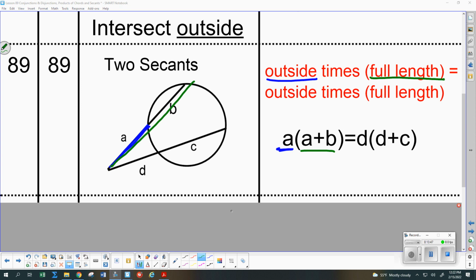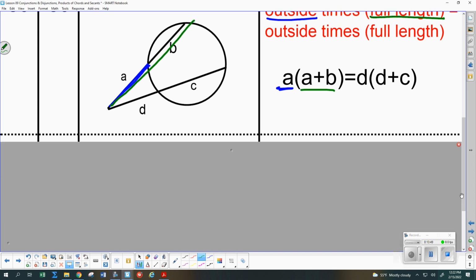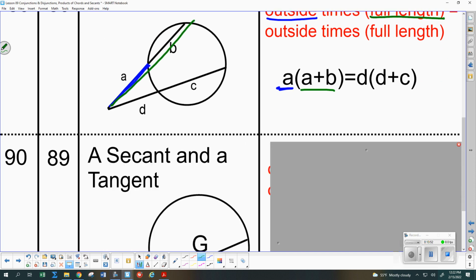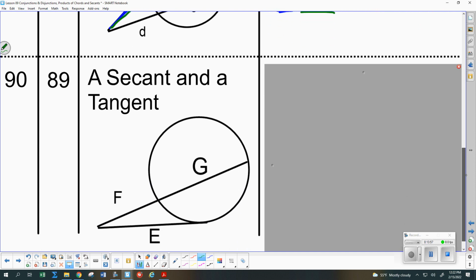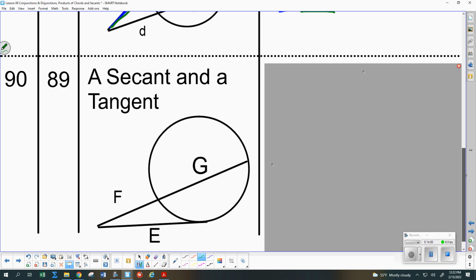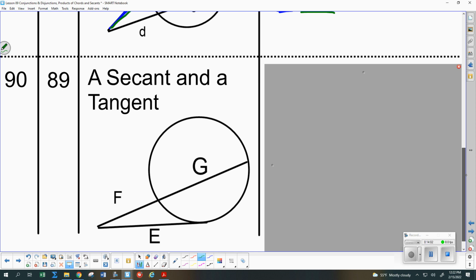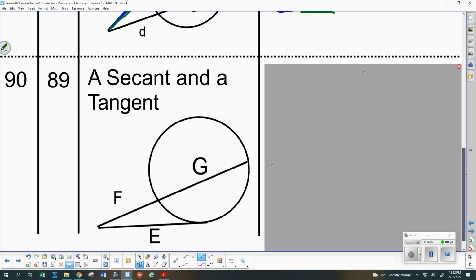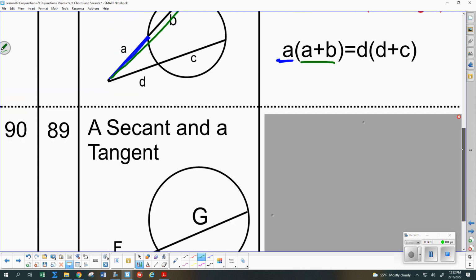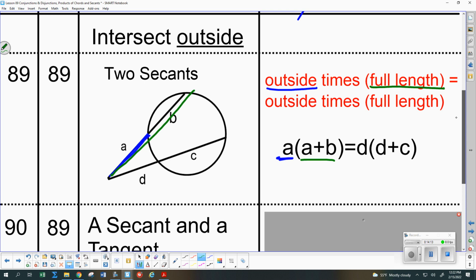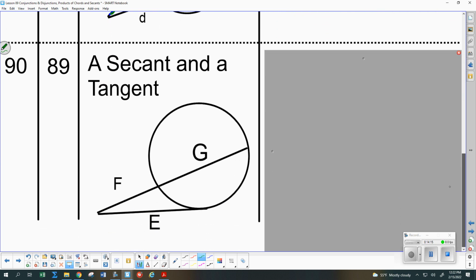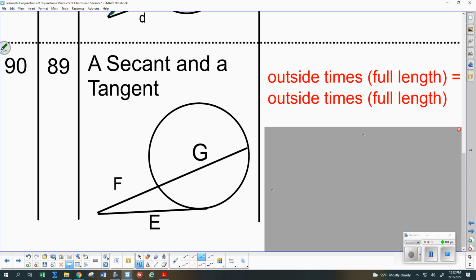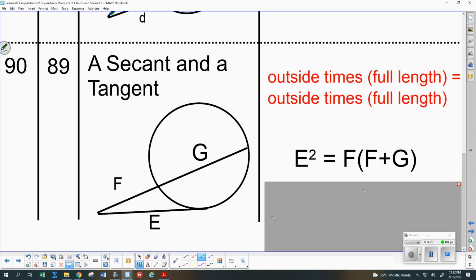When we were doing angles, we had the same formula when the angles crossed outside, whether they were two secants like the top picture or a secant and a tangent. If they crossed outside, the angle was the arc minus the arc divided by 2. This is going to be the same formula that we just had. You do not have two different formulas. If they are both secants, it's outside times the whole thing equals outside times the whole thing. If they cross, or if one is a tangent line, it is still the outside times the whole thing equals the outside times the whole thing.